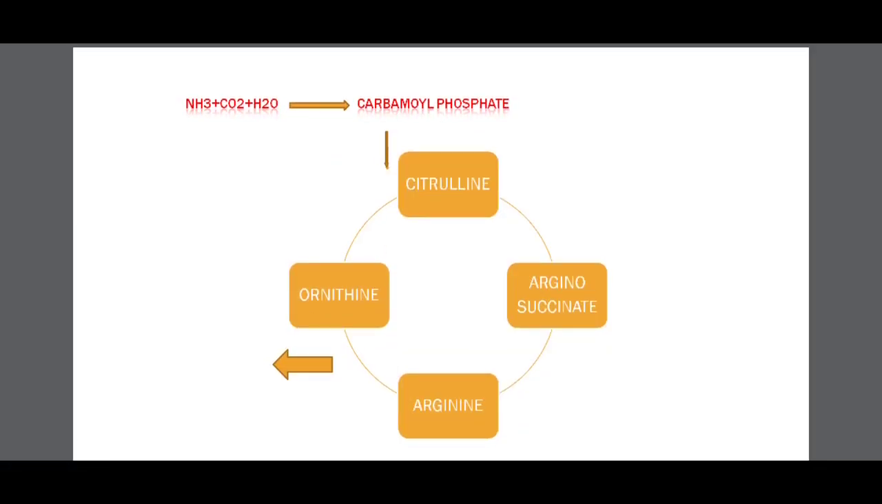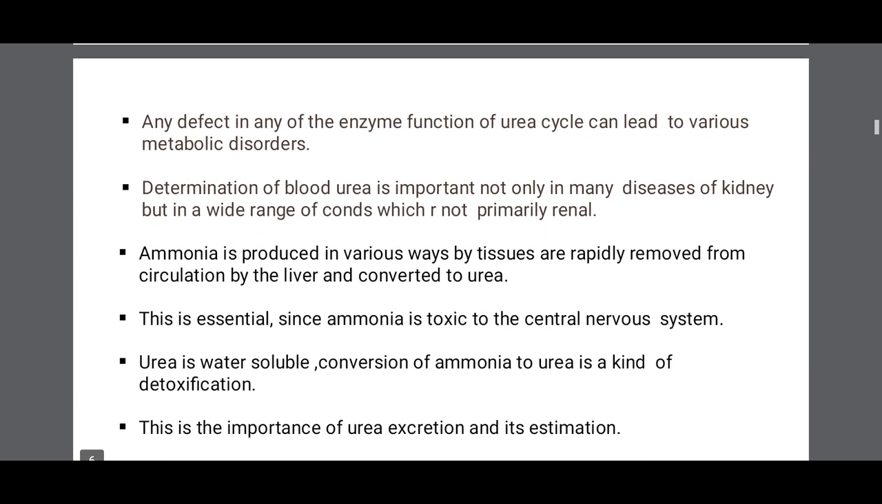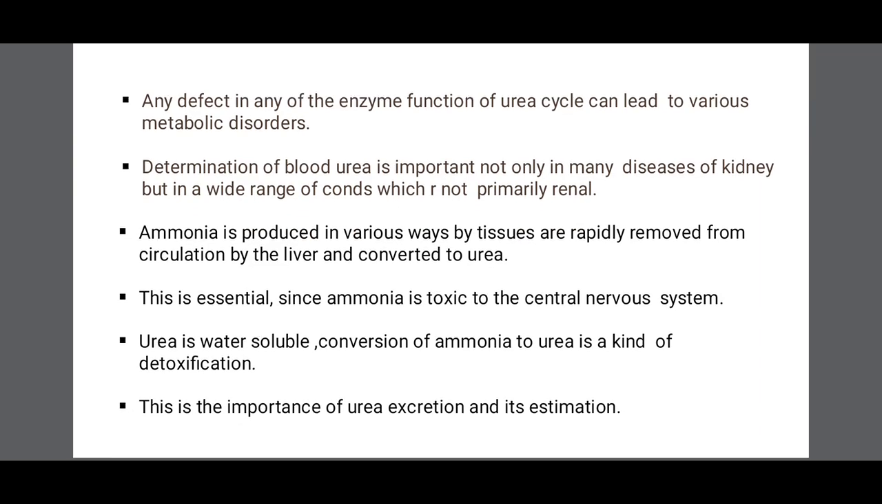So in the last class we studied the urea cycle. This is a representation of the urea cycle. Any defect in the function of any enzyme of the urea cycle leads to various metabolic disorders, and the determination of blood urea is very important in many diseases of the kidney.